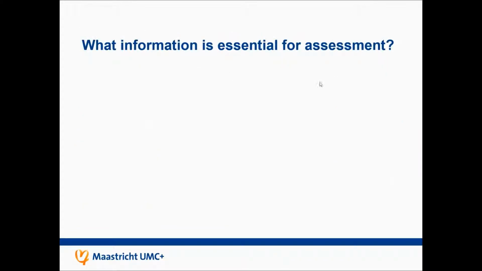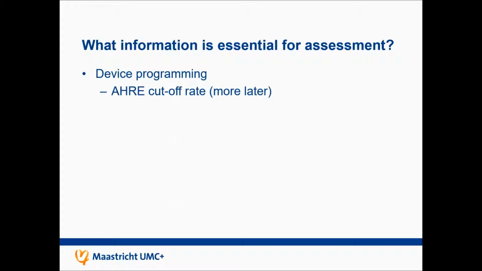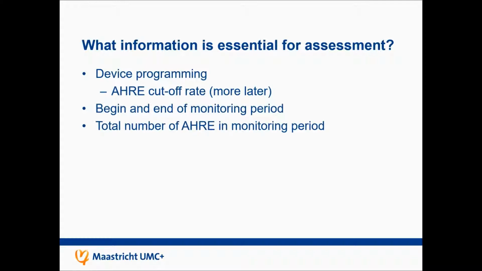Okay, what information is essential for the assessment of the reports? We have a look at the device programming and mostly at the atrial high rate detection setting. The cutoff rate, I'll get back to that later. We look at the beginning and end of the monitor period. So that has to be in the report. And that's important to know, because sometimes we get a readout that just shows one episode, and at the top it always shows the date of the last visit with the readout of the device, but then the beginning of the monitor period is missing. So that's important to know.